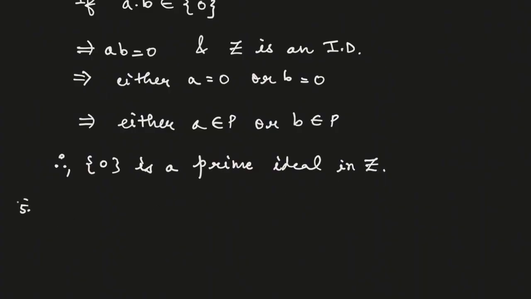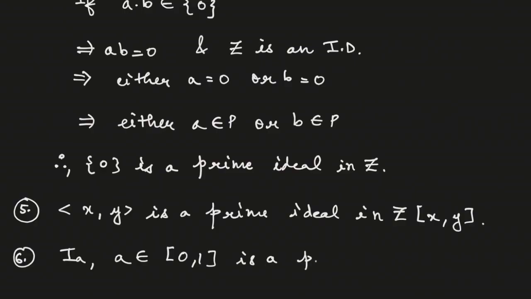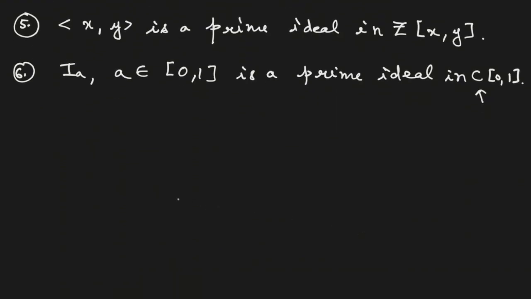Next, the ideal generated by x, y is a prime ideal in Z[x, y]. Sixth, the set of f where f is in the closed interval 0, 1 is a prime ideal in C[0,1]. C[0,1] is the set of all continuous functions whose domain is the closed interval 0, 1 and codomain is the real numbers. Next theorem.